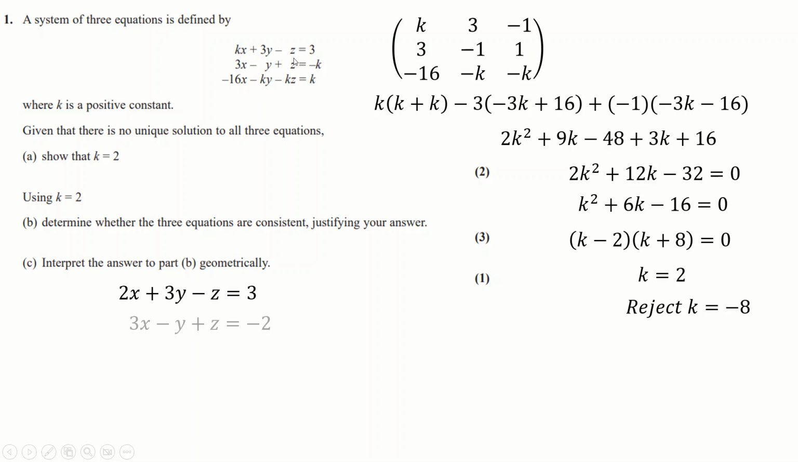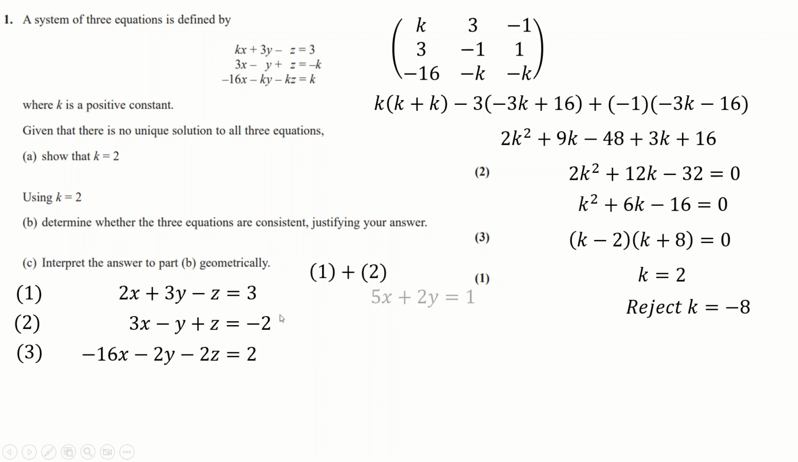Good, now it says using k as 2, and if we use k as 2, we can just put k as 2 into here, so we do that 3 times. Using that, determine whether the three equations are consistent. So what we're going to aim to do is try and eliminate one of these variables. I can see clearly if I name these equations 1, 2, and 3, if I just add 1 and 2, z goes away and I get 5x plus 2y equals 1.